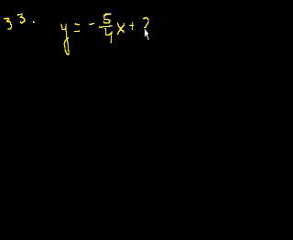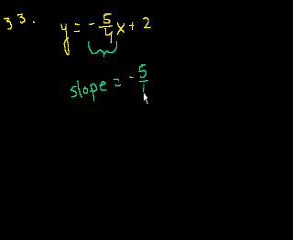We're on problem 33, and it asks, which equation represents a line that is parallel to y is equal to minus 5/4 x plus 2? So a line that's parallel will have the same slope. And we can just inspect this and say, okay, the slope of this line is the coefficient on the x term. So the slope on this line is right there. So the slope is equal to minus 5/4.